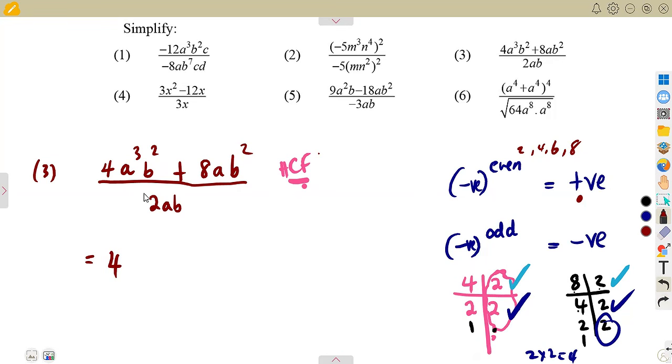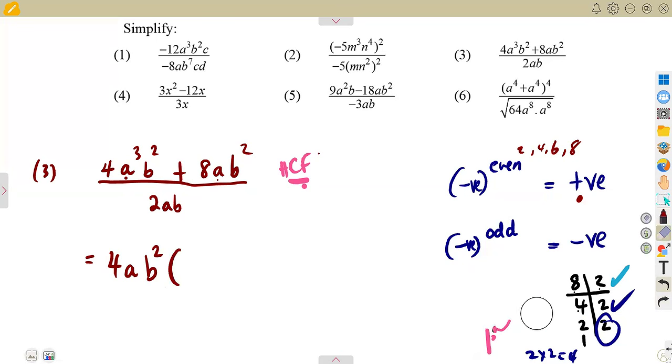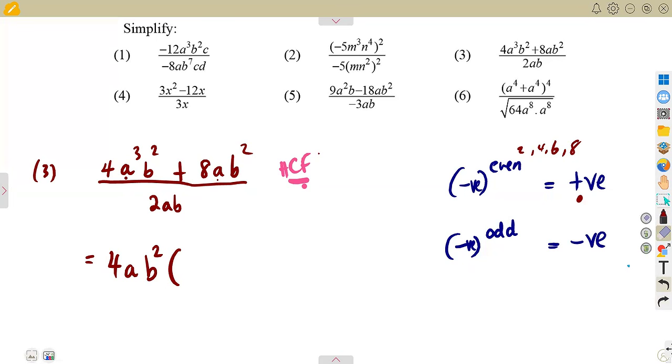We're going to factor out 4. Then in terms of the letters, you take the one that is common and has the smallest exponent. So which one is common? A is common. There's A here, there's also A, but which one has the smallest exponent? That is A. Then B is the same, it's going to be B squared. B squared and B squared are one and the same thing. So that is your highest common factor on everything.